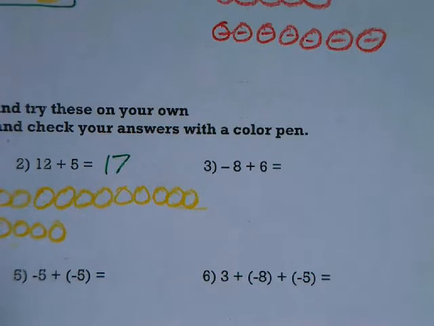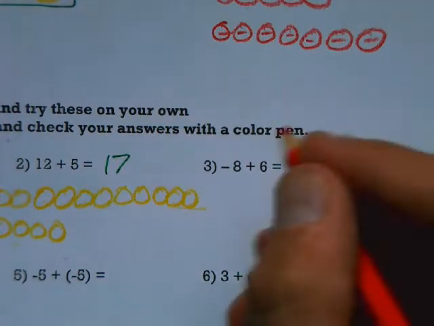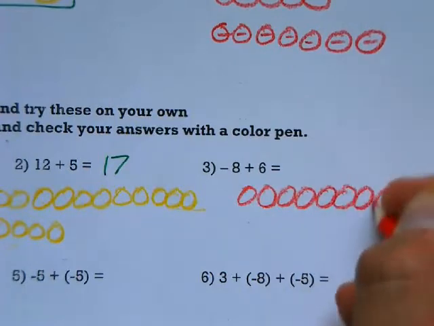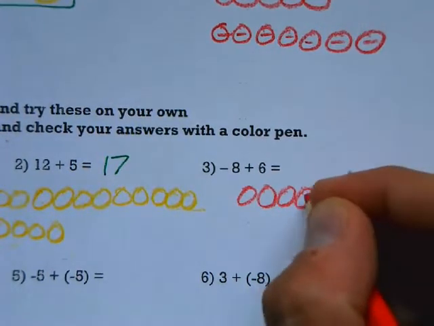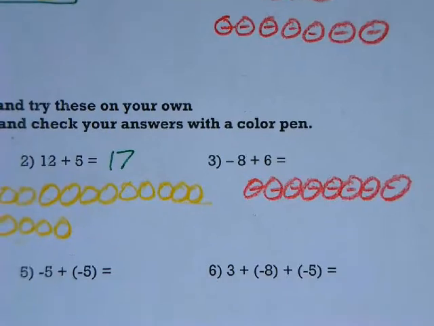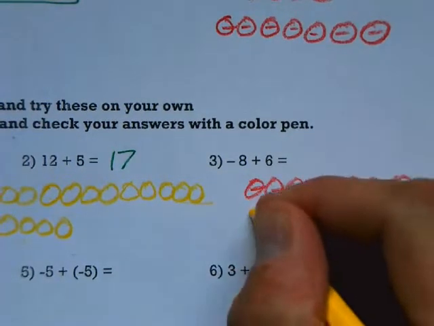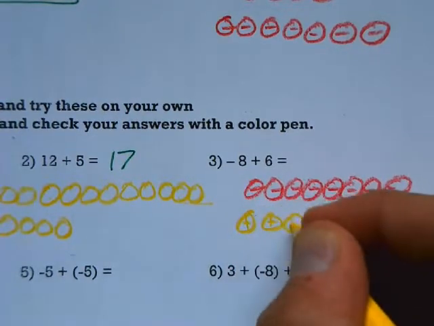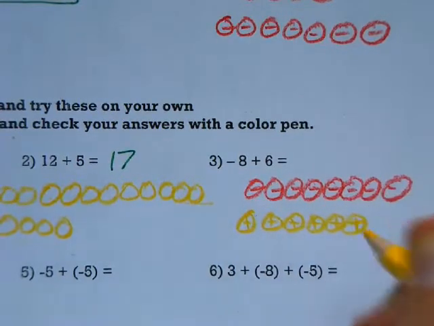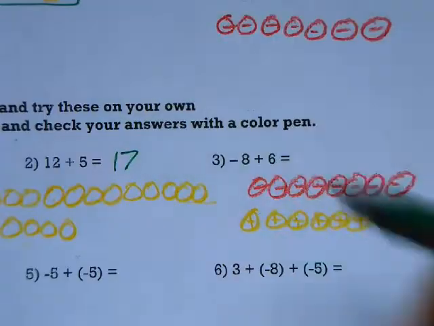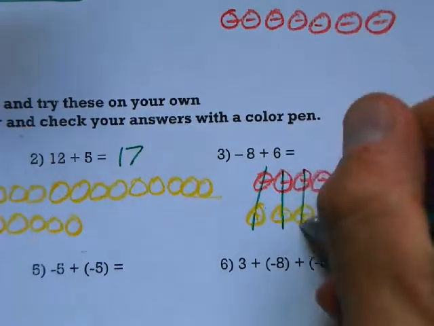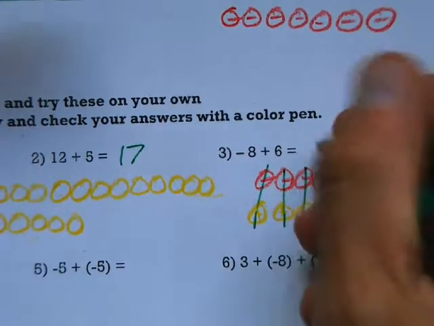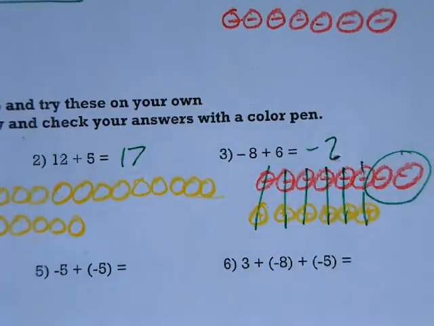All right, let's do number 3. Okay, negative 8 plus 6. We're going to start out with 8 negatives. We're adding 6 positives. Good. I was worried we weren't going to get to cancel anything out. I do have some zero pairs here. What I have left are 2 negatives, negative 2.